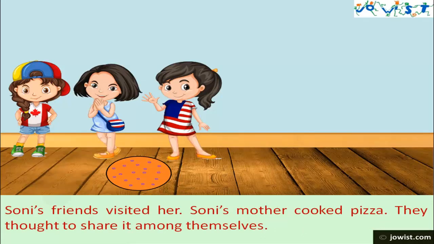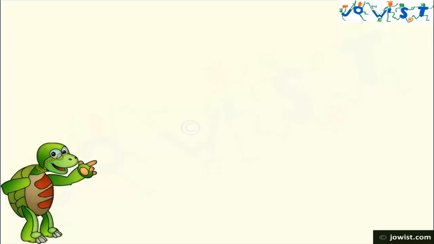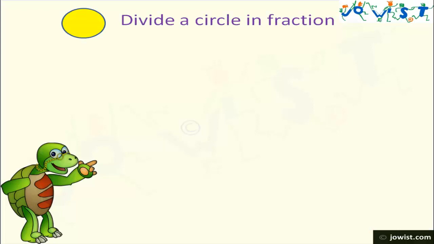Soni's friend visited her. Soni's mother cooked pizza. They thought to share it among themselves. They couldn't divide the pizza equally among themselves. So, Soni called her friend Toto for help. Divide a circle in fraction as pizza is in a circle shape.